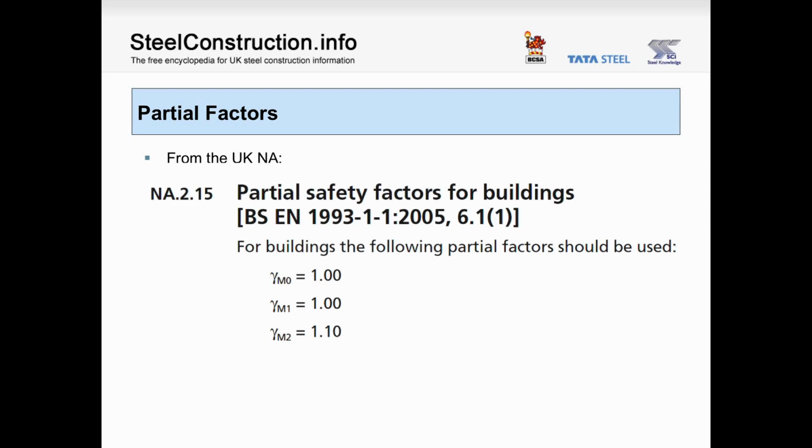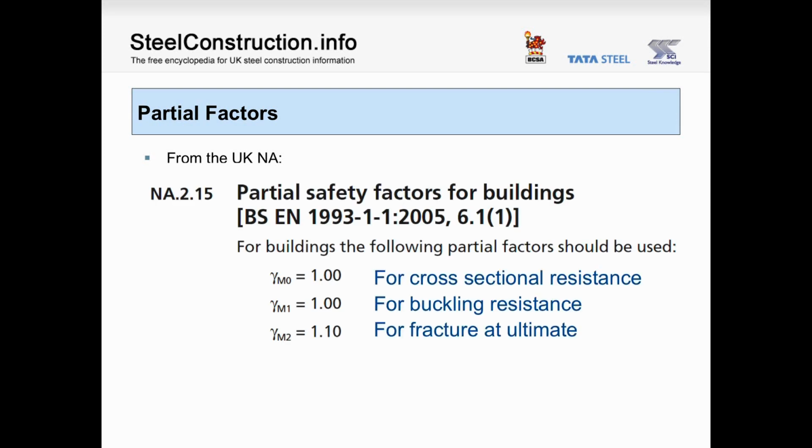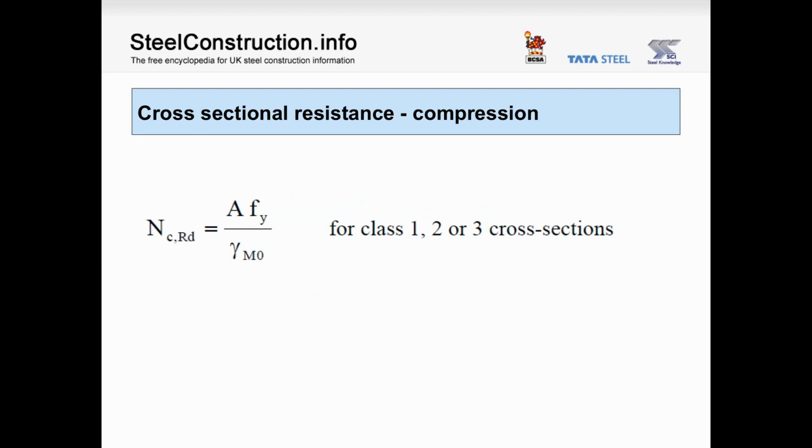The partial factors are taken from the UK National Annex. So for cross-sectional resistance, which is the subject we're interested in for the moment, gamma m0 is taken as 1. Later, when we come to examples covering buckling resistance, we'll need gamma m1, and that's 1. And when we look at the resistance of something in tension, when we consider the net area check, when we use the ultimate material strength, then we will be dividing by the partial factor gamma m2, and that's given in the UK National Annex here as 1.1.